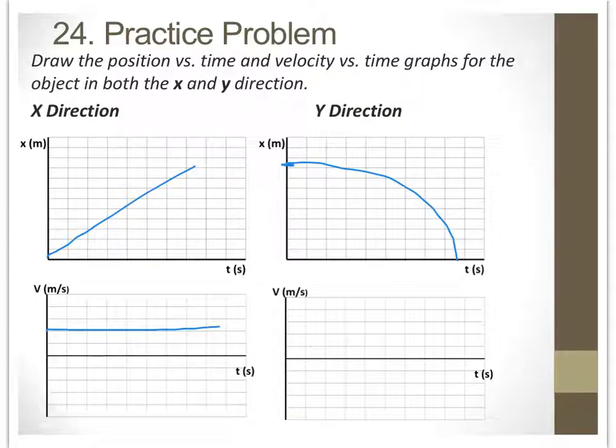For the velocity versus time graph, we started at a velocity of 0, and we have a negative slope and a negative velocity, so we're going to be going down while we're down here in the negative velocity region of the graph. So those are what those graphs would look like.